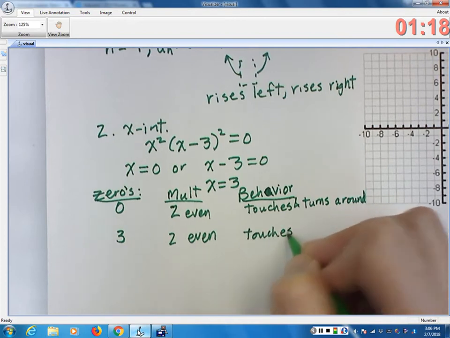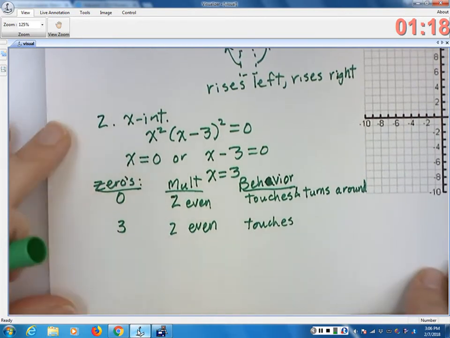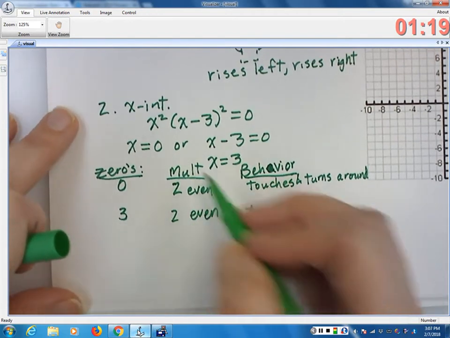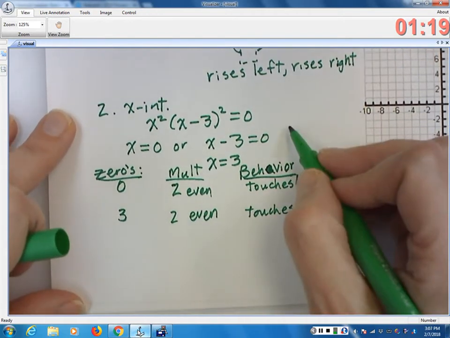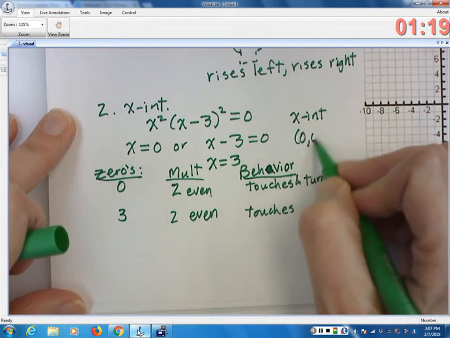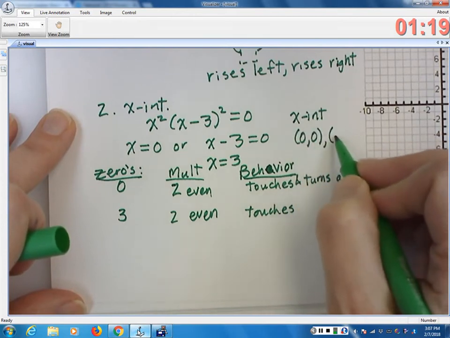So I'll just write touches, okay? Let's find the x-intercepts. The x-intercepts are (0, 0) and (3, 0).